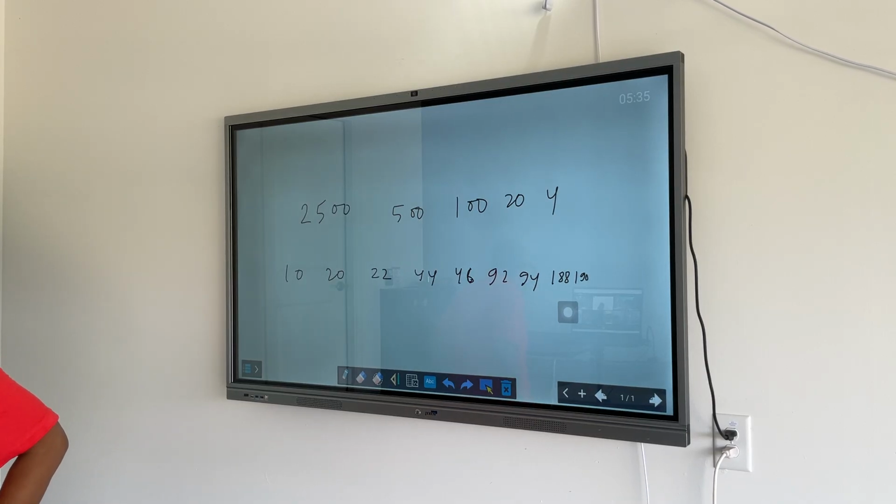Okay, let's go to Sriyanvi. Tell me, what is the rule that you see in the second one? I see the rule is times 2, but then it's plus 2, then it's times 2, then it's plus 2, then it's times 2, and this keeps on going in the pattern.